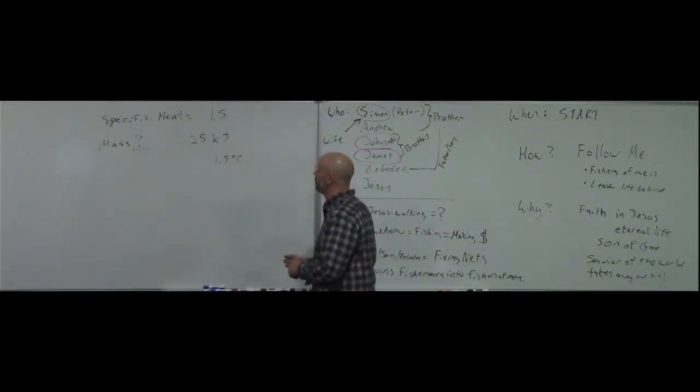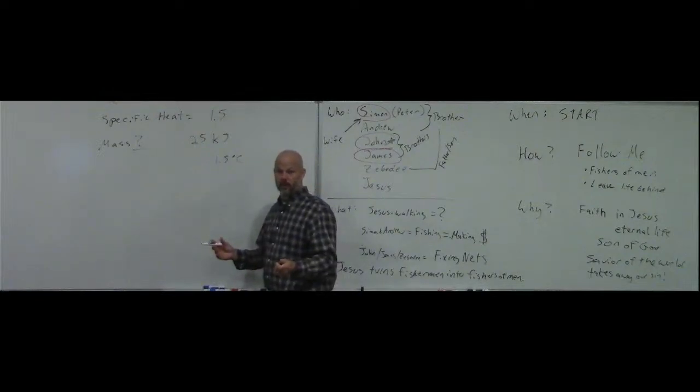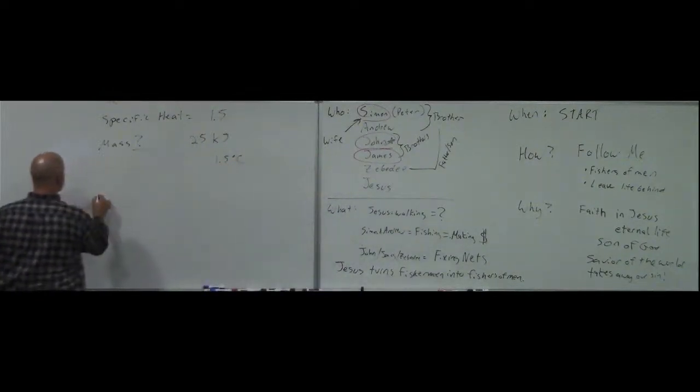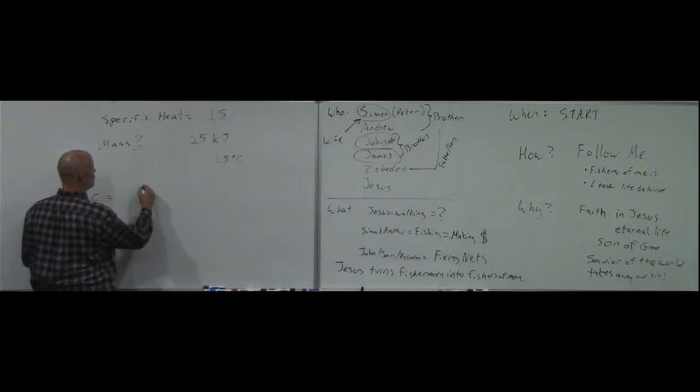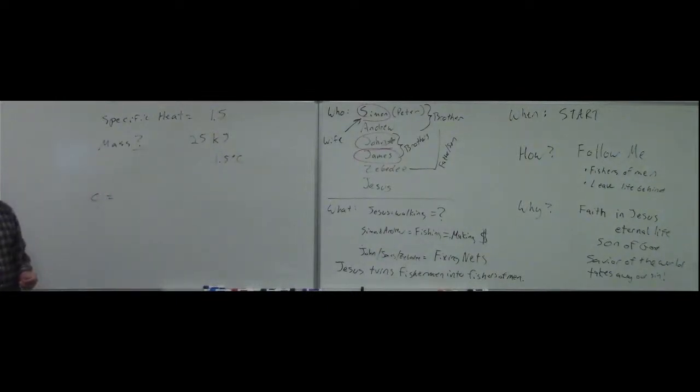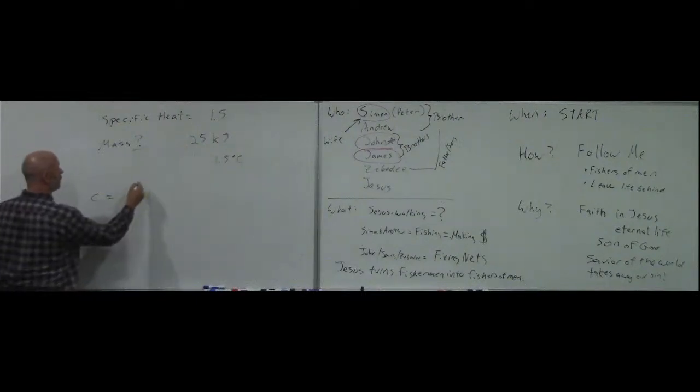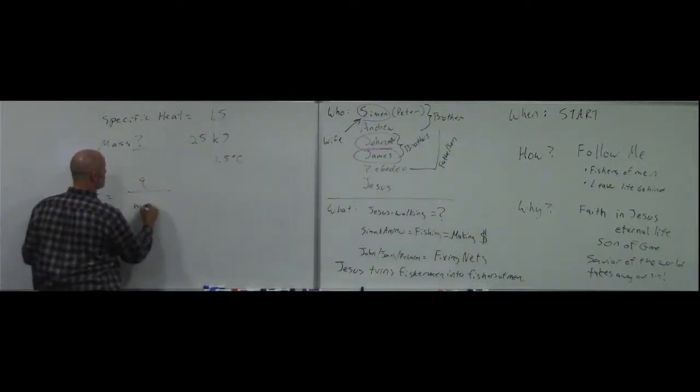What do we get? We solve it. The word thing is C equals, what do I have on top? Formula-wise? Q over mass delta T, right?